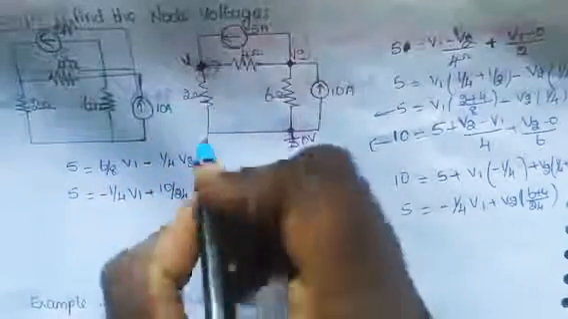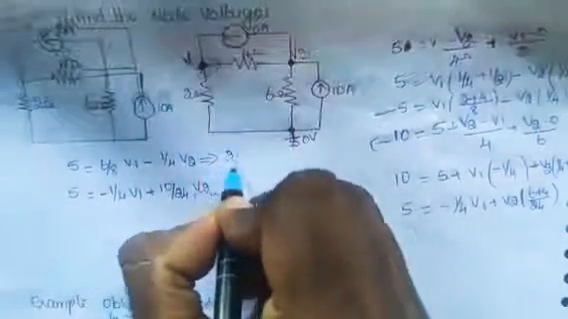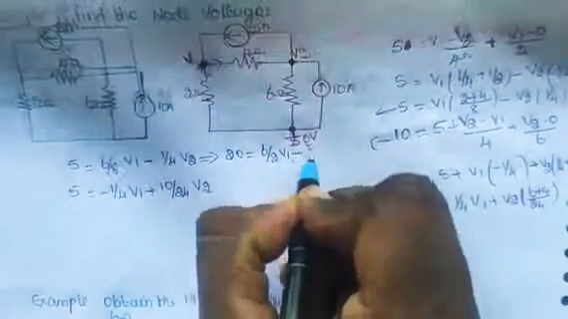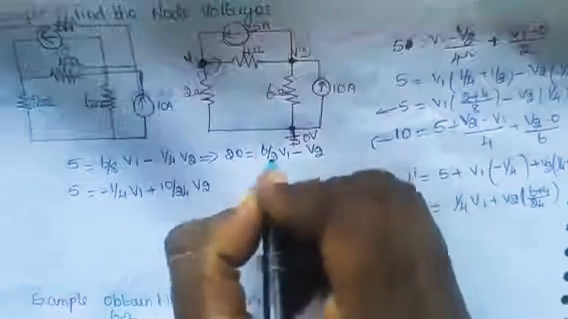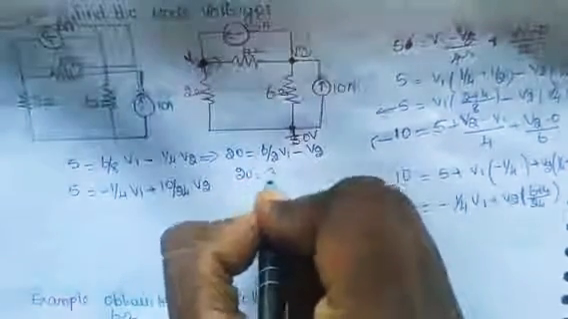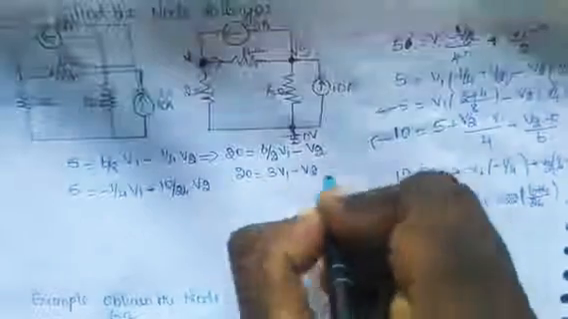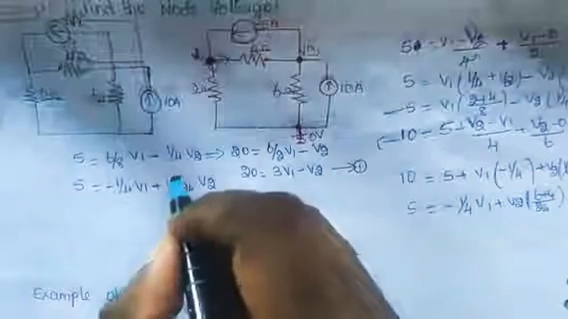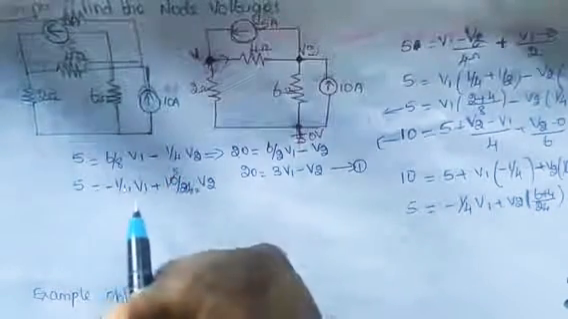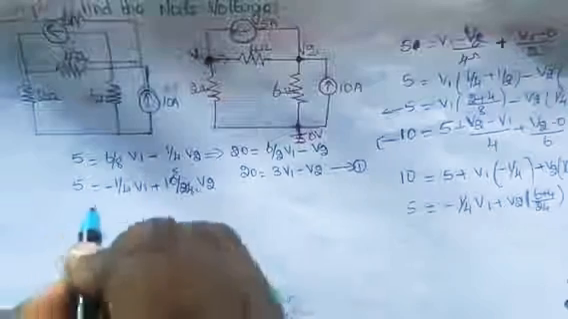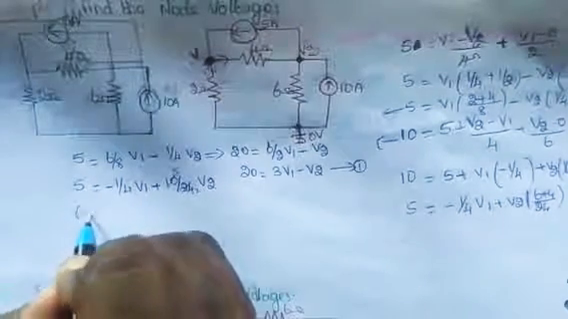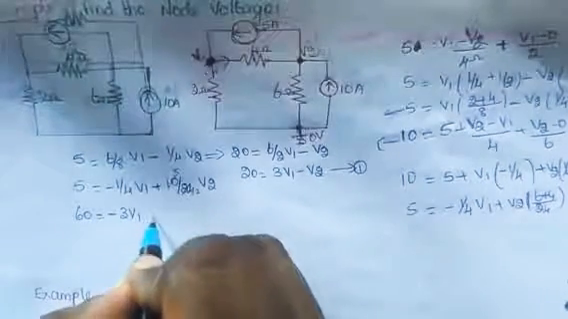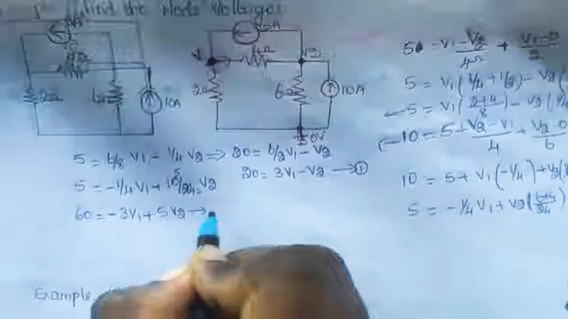Multiply the whole equation by 4, we will get 20 equal to 6 by 2 V1 minus V2. 6 by 2 can be written as 3. So 20 is equal to 3 V1 minus V2. This is our first equation. Considering the other equation, 5 by 12, multiplying the whole equation by 12, I get 5 into 12, 60, equal to minus 3 V1 plus 5 V2. This is my second equation.